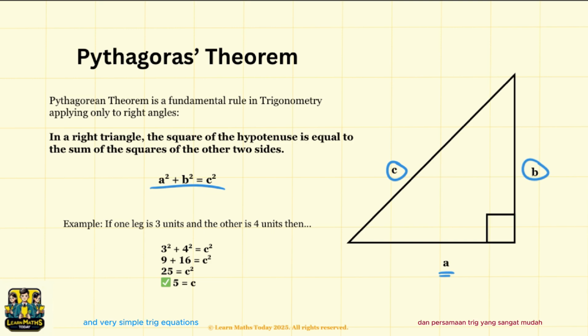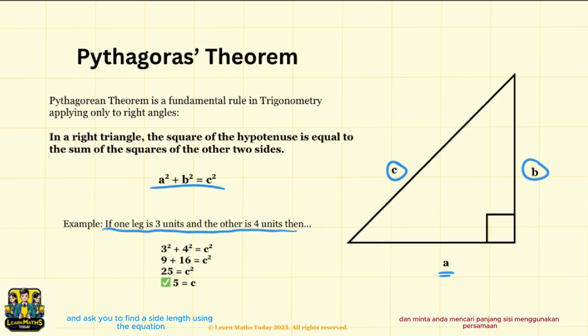And very simple trig equations, like the example down here that I've displayed, will really just give you two values and ask you to find a side length using the equation. So that's what we're going to look at for the next couple of questions.